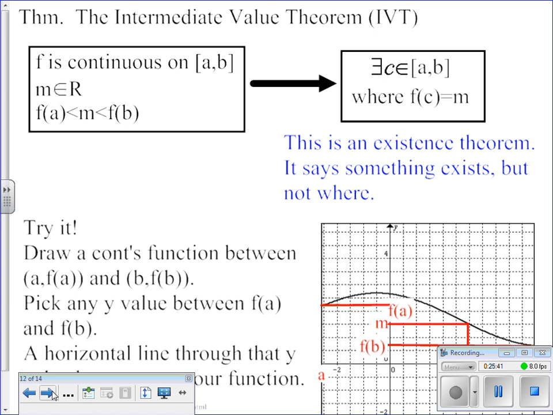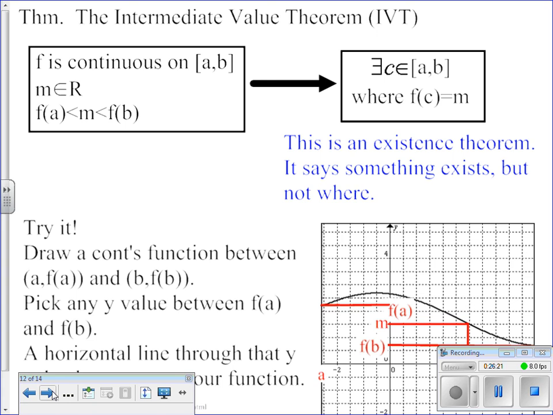Intermediate value theorem. Your calculators work. The solvers on your calculators work by the intermediate value theorem. The intermediate value theorem is extremely important. If f is continuous on a function from a to b, so it is a closed interval, so I go from point A to point B, all the x's, f of a exists everywhere from here to here. Okay. And m is an element of the real numbers. And m is between f of a and f of b.